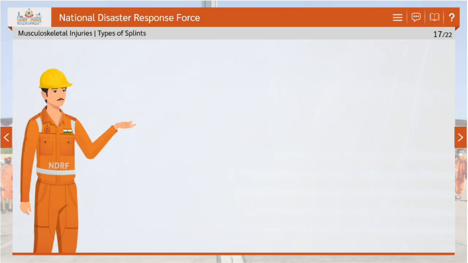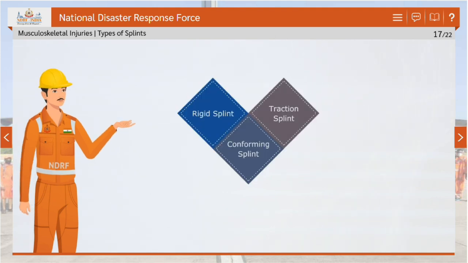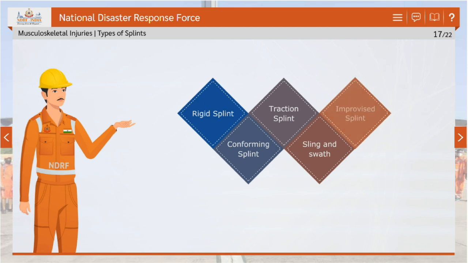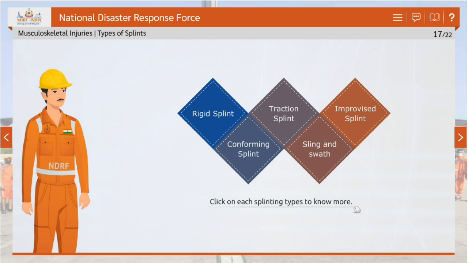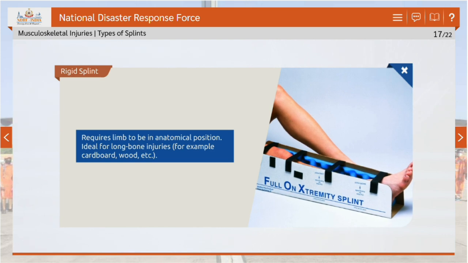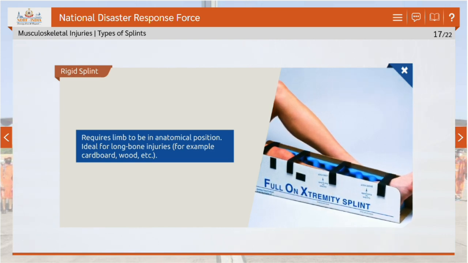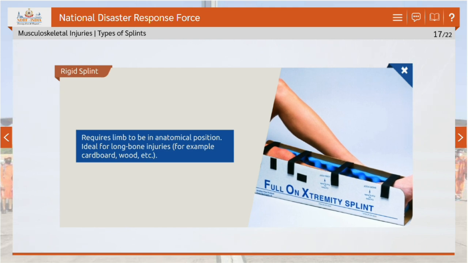There are five basic types of splints: rigid splint, conforming splint, traction splint, sling and swath, and improvised splint. Click on each splinting type to know more. A rigid splint requires the limb to be in anatomical position. It is ideal for long bone injuries, for example, cardboard, wood, etc.